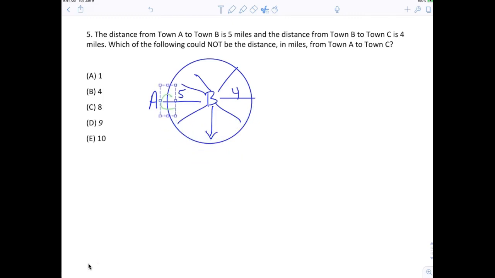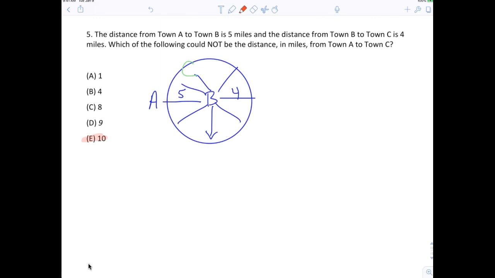Now it's the closest it can get. Now if I go around this way, now it's getting what? Further away. Very smart, guys. All right, correct answer then was E. It can be anything between 1 and 9. It can be any distance between 1 and 9. All right, just not greater than 10.